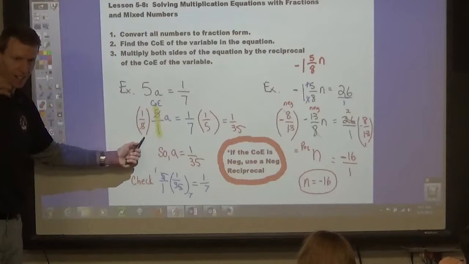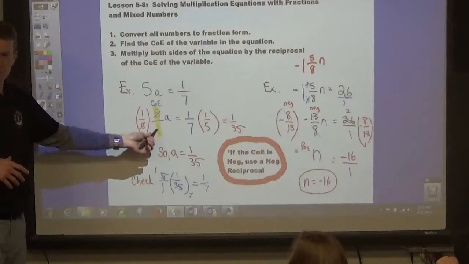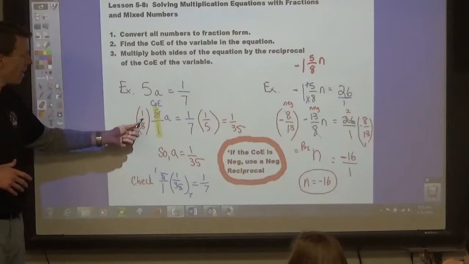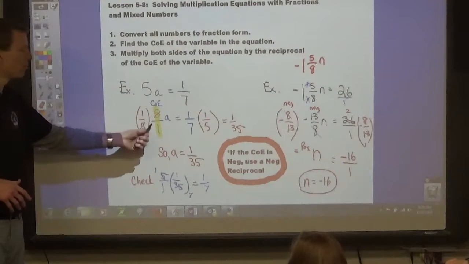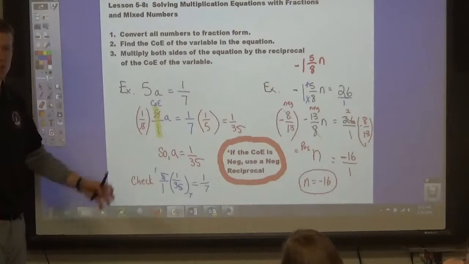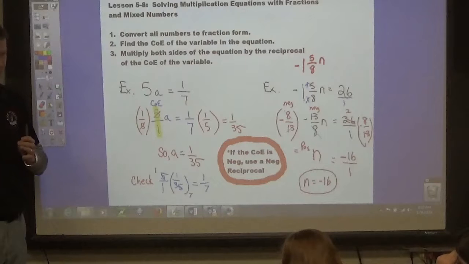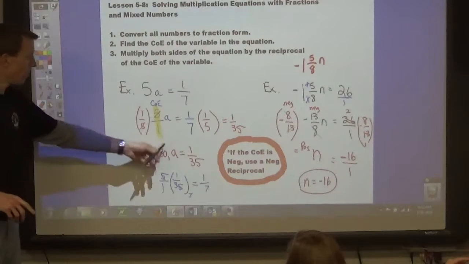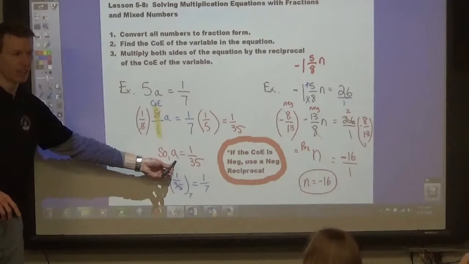Is that sinking in? Processing. The coefficient is 5 over 1, and then you multiply by 1 over 5. What's 1 over 5 times 5 over 1? What do you get when you multiply reciprocals together? Uno, 1, exactly. 1. So we have 1a left. That's what we're trying to do, is get to 1a.